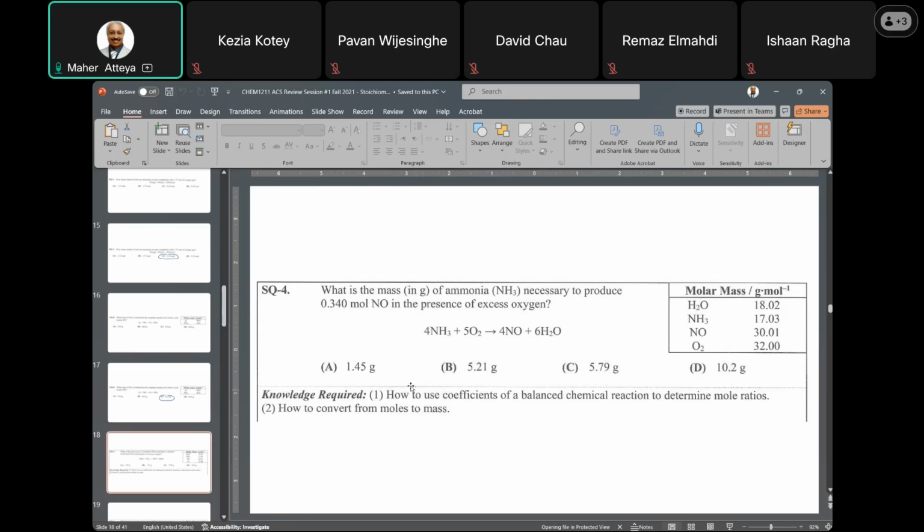So you have: what is the mass in grams of ammonia necessary to produce 0.340 mole of NO in the presence of excess oxygen? What is the mass of ammonia? So what type of reaction is this?